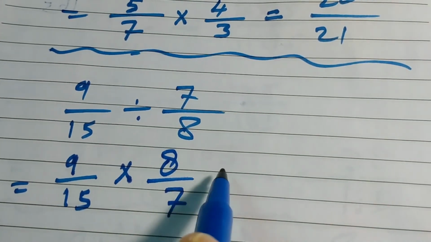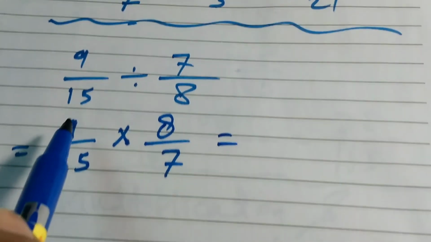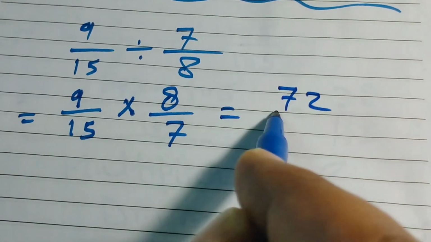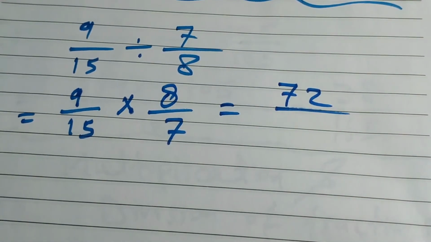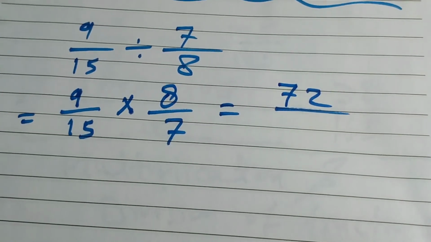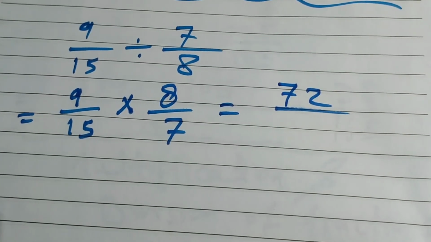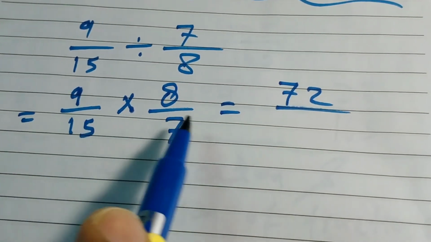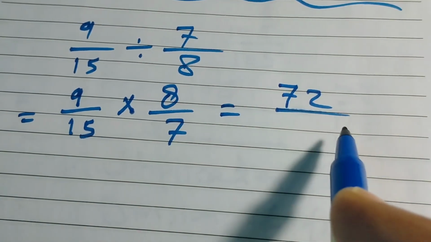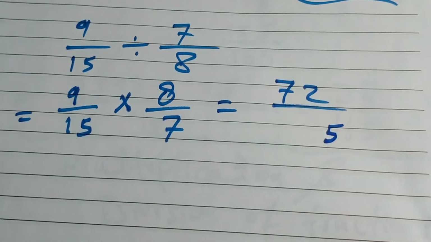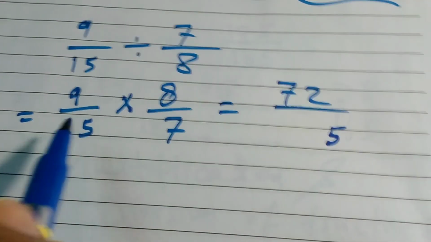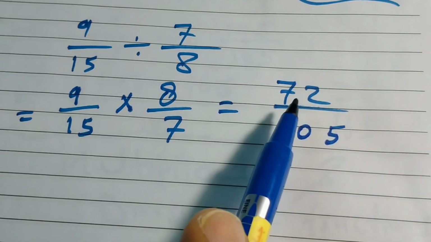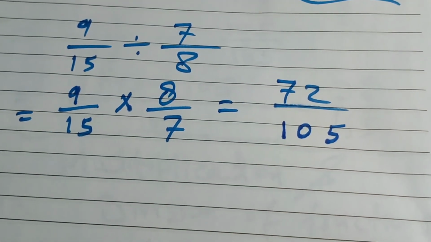So let's see now. Directly we will multiply. 9 multiply 8 equal 72. If you know the multiplication tables, you can multiply directly. And 7 multiply 15. If you don't know the 15 table, you can multiply 7 multiply 5, 35. 5 here and 3 extra. 7 multiply 1, 7 plus 3 equal 10. So 72 over 105.